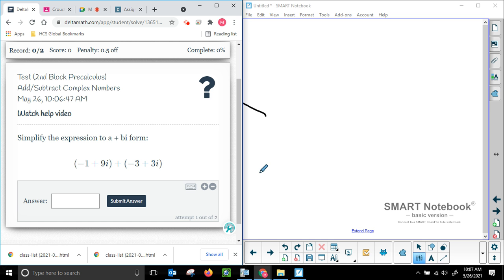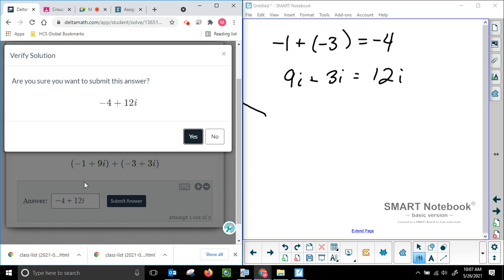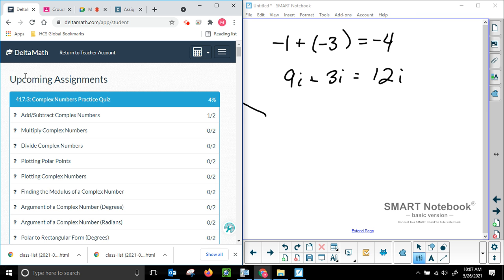These don't really require any work, but just for demonstration purposes. So we take the real parts, -1, and we're adding here, so plus -3. So that would be -4. And then we take the imaginary pieces. So here we have 9i plus 3i to get 12i. So all we have to do is enter -4 plus 12i. Submit that, and bada bing. Pretty straightforward there.